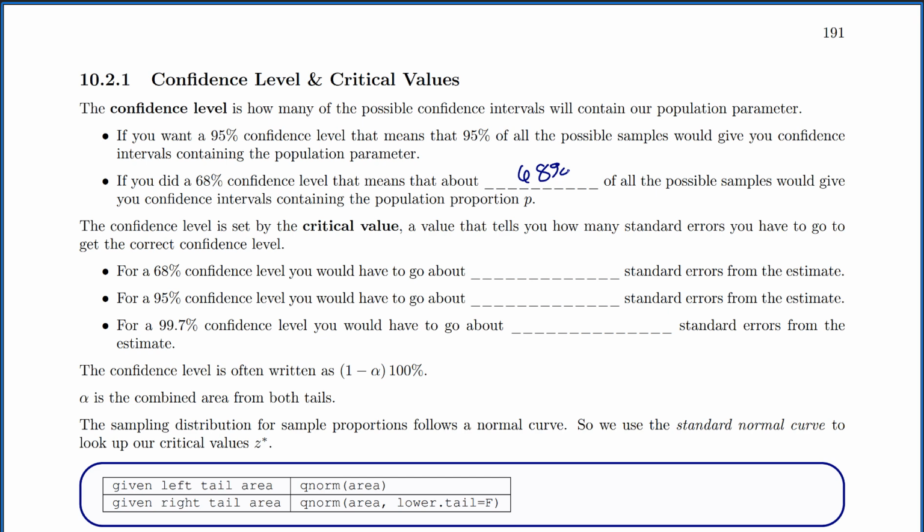So our confidence level is set by what's called a critical value. That's a value that tells you how many standard errors you have to go to get the correct confidence level. So if you wanted a 68% confidence level, you would have to go about 1 standard error from the estimate. If you wanted a 95% confidence level, you would have to go about 2 standard errors, or if you want to be more precise, 1.96, since we just looked that up. And if you wanted a 99.7% confidence level, you would have to go about 3 standard errors from our estimate.